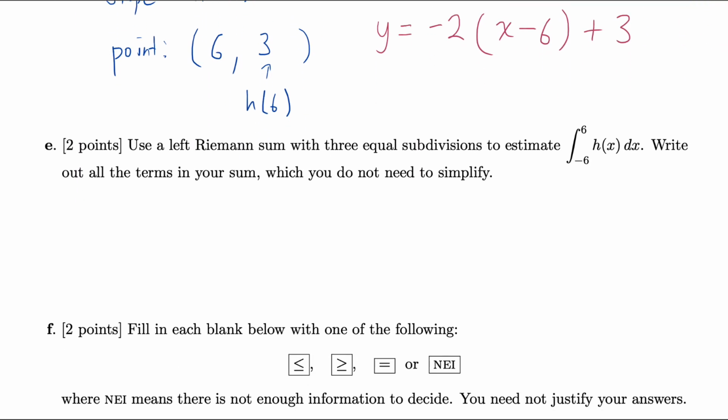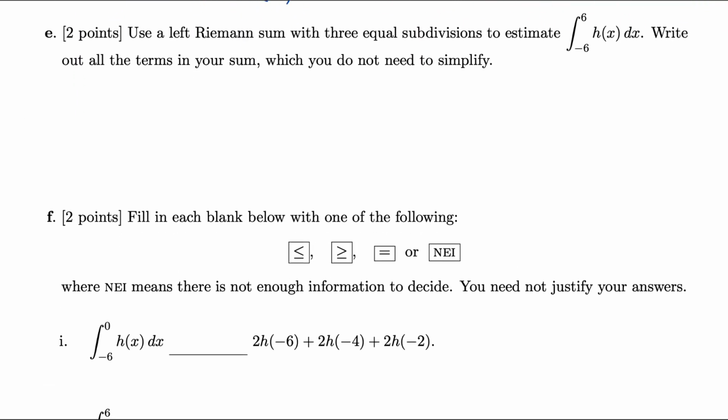What about part E? So parts E and F, we're now dealing with left Riemann sum or maybe right Riemann sum depending on the question. But here we want to use the left Riemann sum, and we have 3 equal subdivisions to estimate this integral. So let's make sure we understand what the problem is saying here.